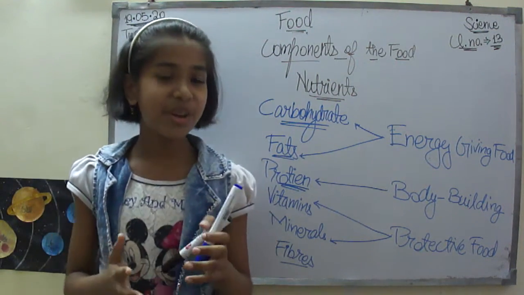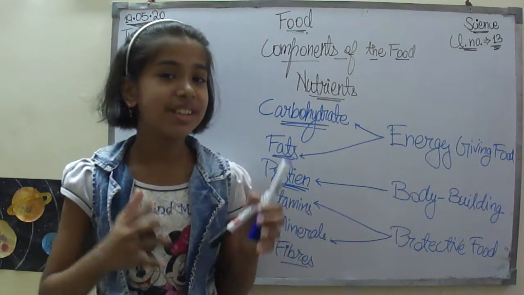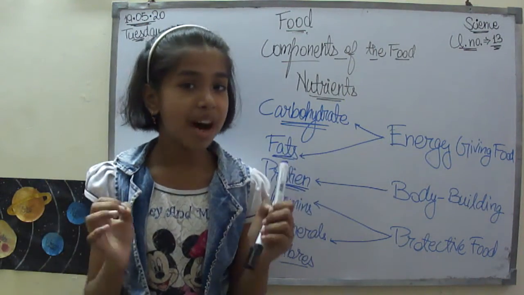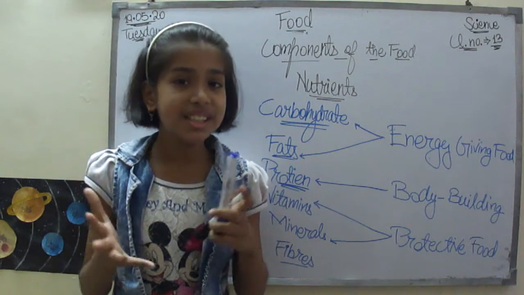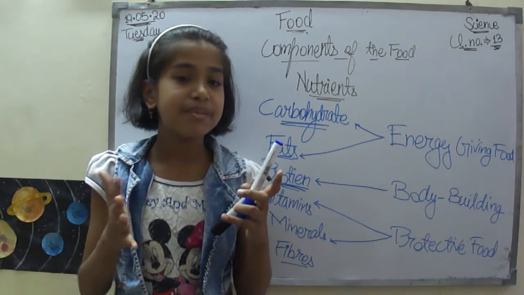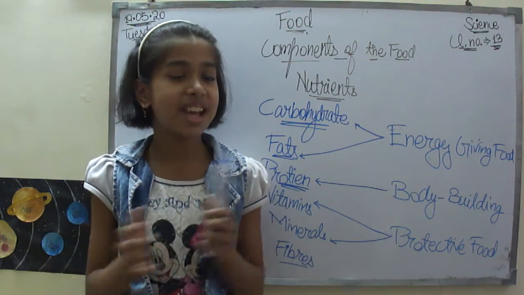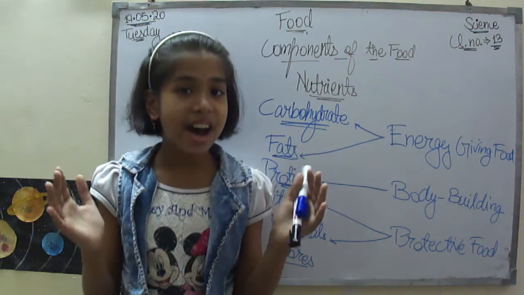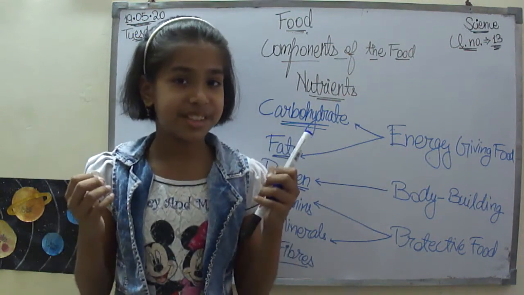Talking about the vitamins and minerals. As you know, vitamins and minerals are the nutrients which protect us from different diseases, but they also help us to maintain our body a little. What I mean is, say for example vitamin A. So vitamin A helps in the maintenance of the eyes.